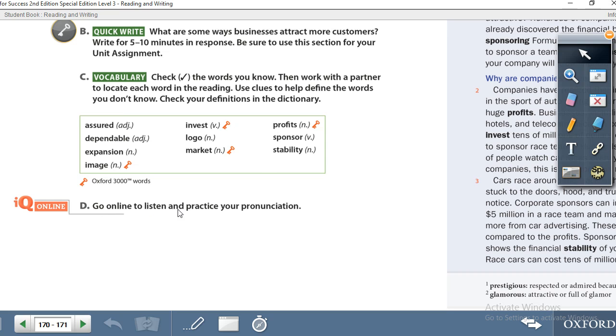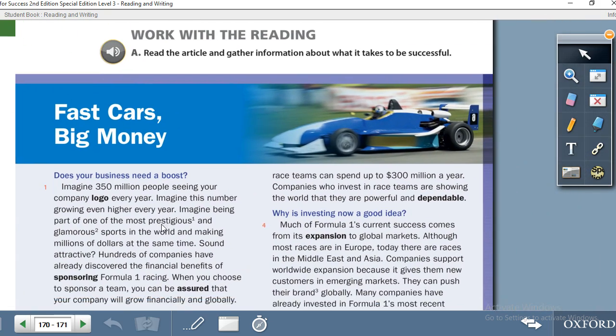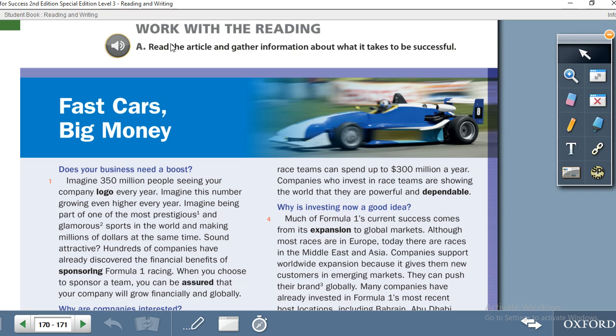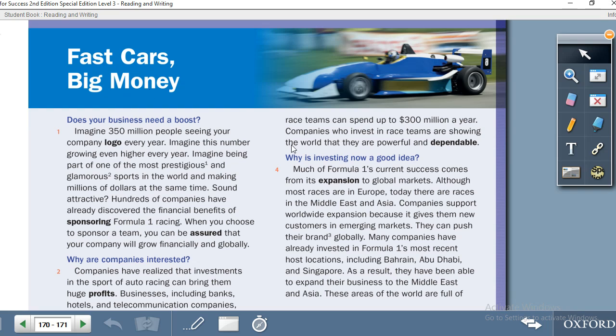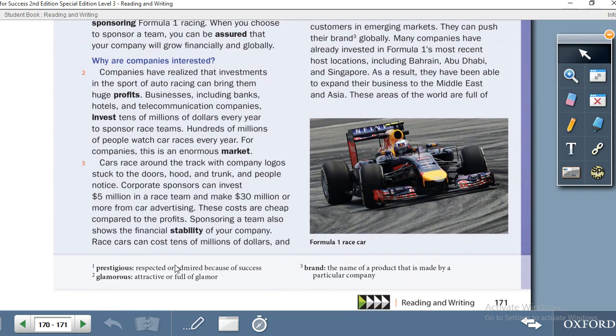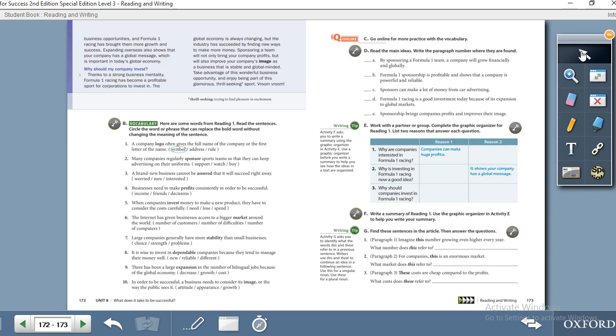Exercise D, go online to listen and practice your pronunciation. So you can obviously go online on your QSkills account and you can practice your pronunciation of this vocab. Let's look at the next page, page 171. Exercise A. Read the article and gather information about what it takes to be successful. So this is the article, Fast Cars, Big Money. That is what the article is about. You are going to read this article. Let us now turn over to the next page. As you can see, the article continues on page 172.